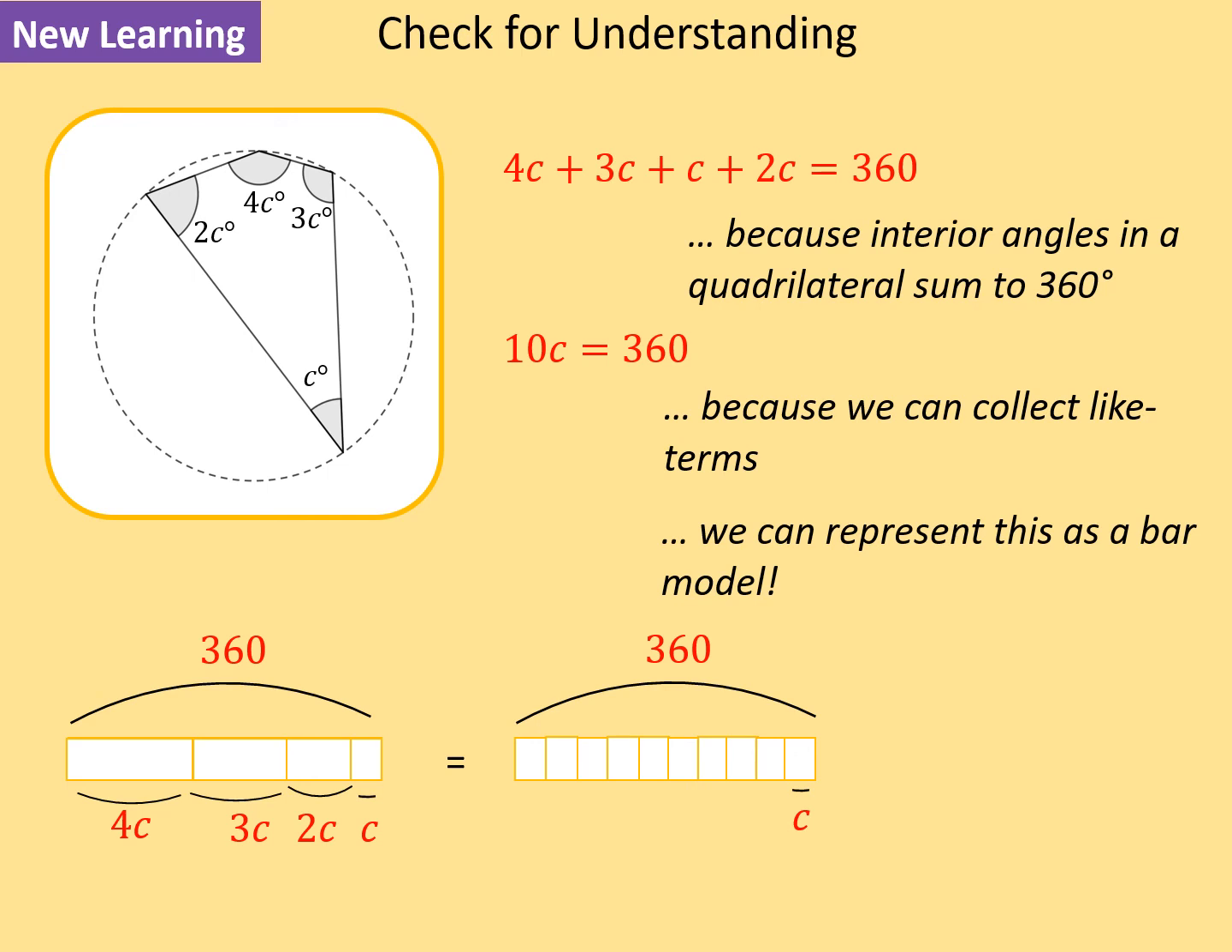So how are we going to calculate c? If we know 10 parts of c equal 360, what is one part of c going to be equal to? We will need to divide 360 by 10 to find the value of c. So that will mean c equals 36, and you have solved this question.